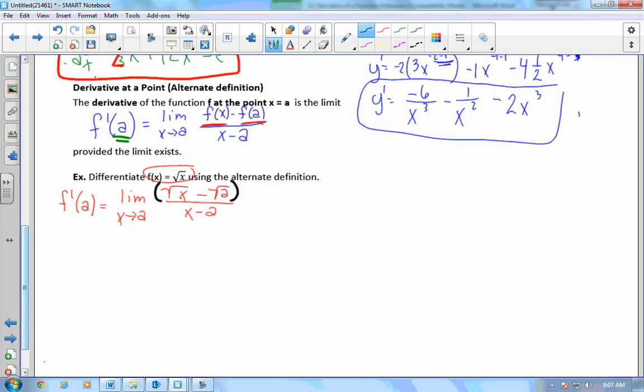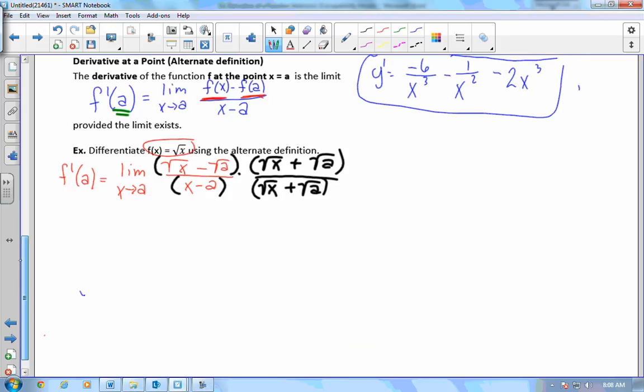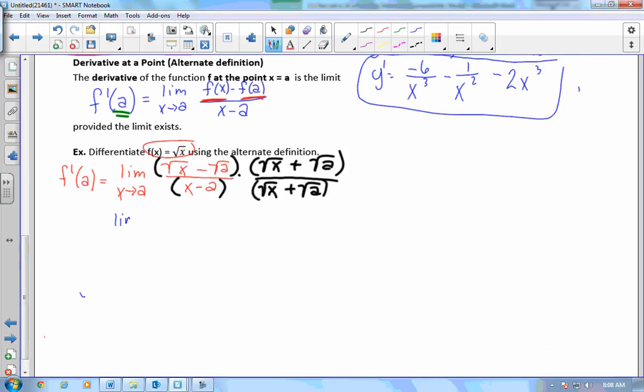A fancy form of 1, yes. What would that fancy form of 1 be? I guess I can do this. A little close. Plus, what's this guy called? Conjugate. Okay? So, when you do that, we get the limit as x approaches a.